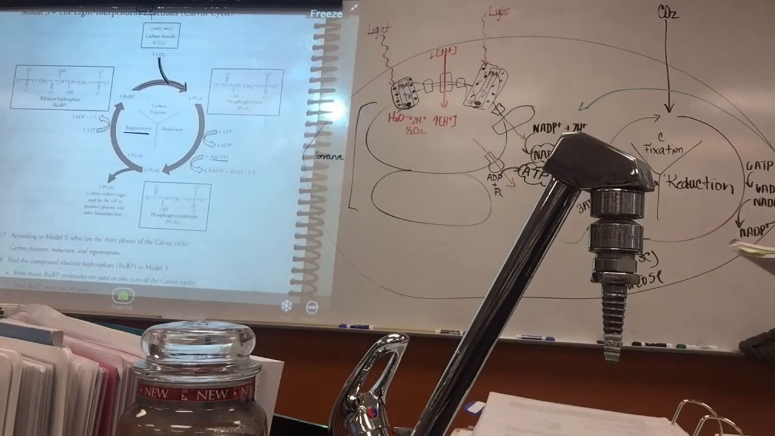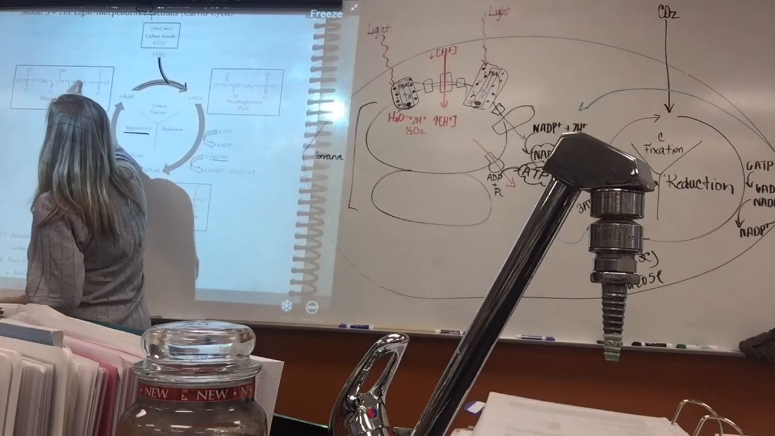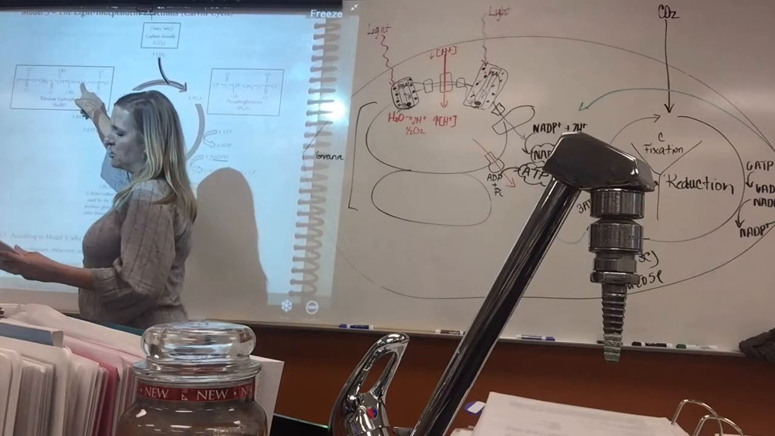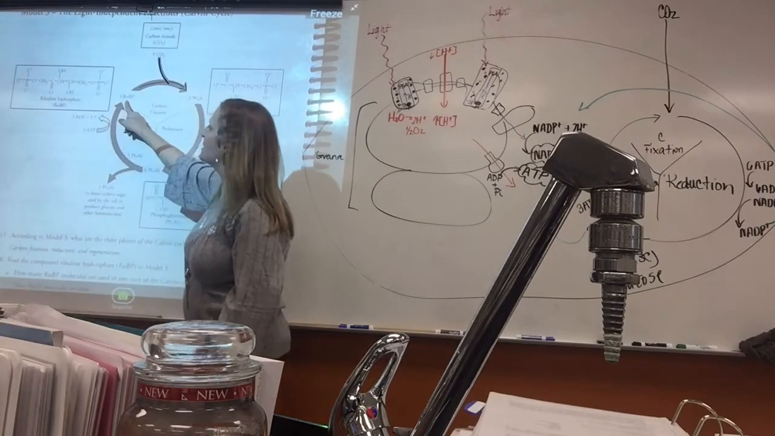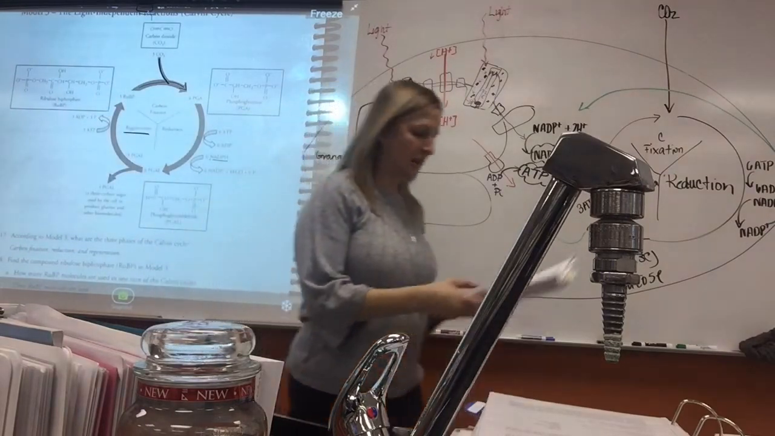B, how many carbon atoms are in each of these? If you counted them up, you should have gotten 5. And then it asks you how many total carbon atoms are in these 3 RuBPs. One has 5 carbons, so you multiply it by 3 and you get 15.